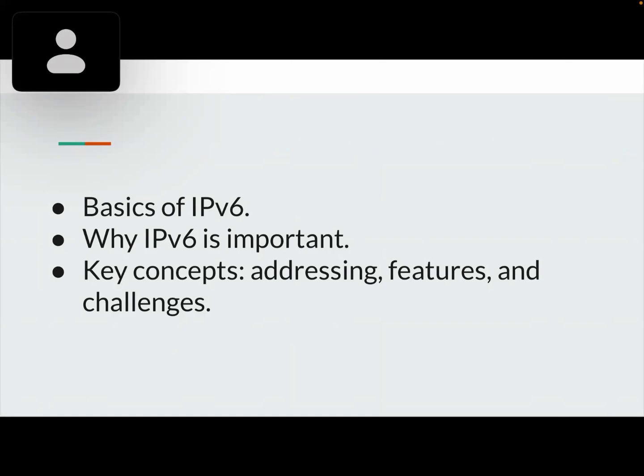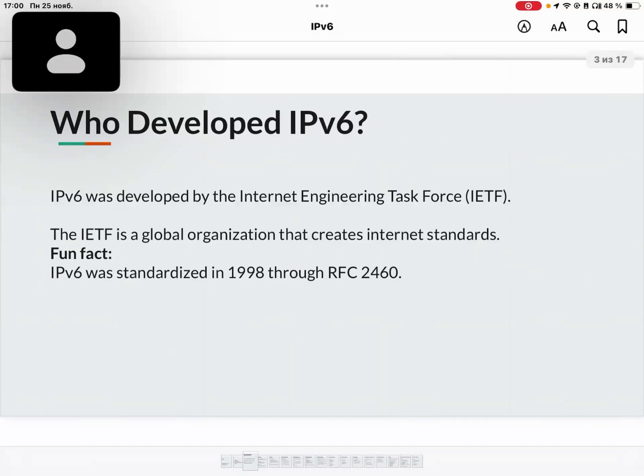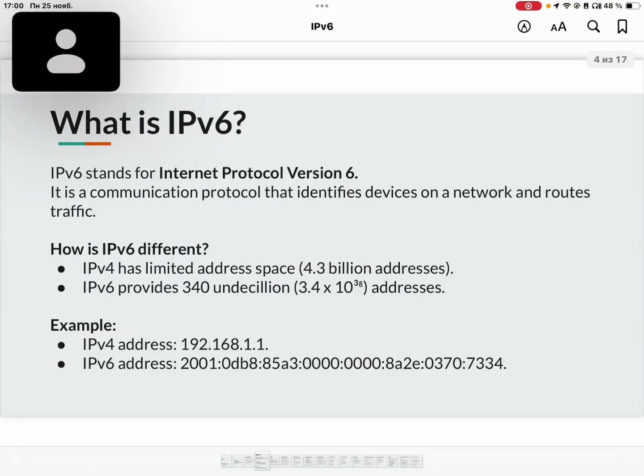So IPv6 was developed by the Internet Engineering Task Force, shortly IETF. It's a global organization that sets internet standards. IPv6 was introduced in 1998 to address the limitation of IPv4. Since then, it has become a standard for internet communication, although its adoption has been slow. It is Internet Protocol version 6, the latest version of the protocol that allows devices to communicate over the internet or a network.